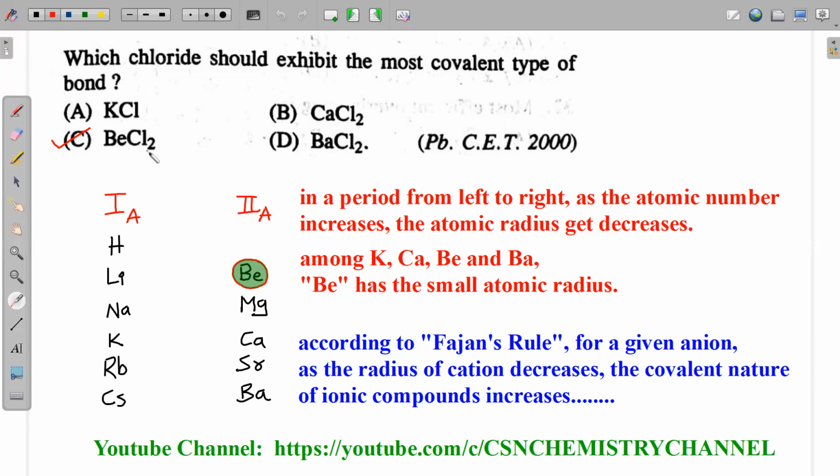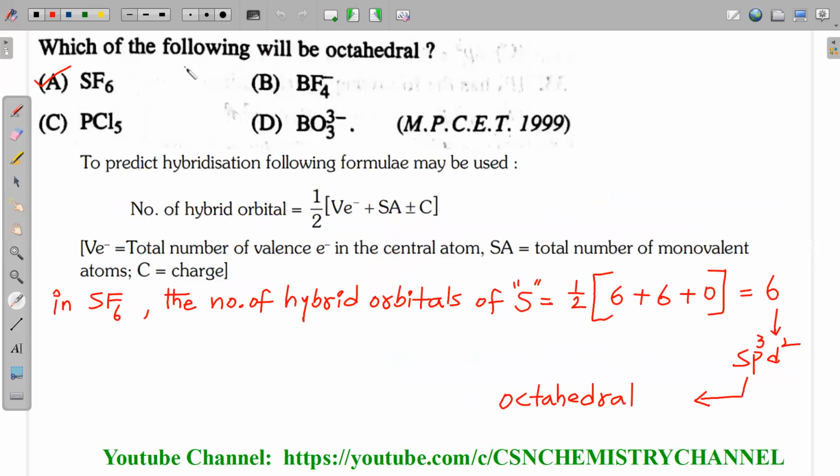nature. Very important model for JEE and NEET and for KCET. So the option is option C. This is the most covalent chloride of the given chlorides. Next question. Which of the following will be octahedral?